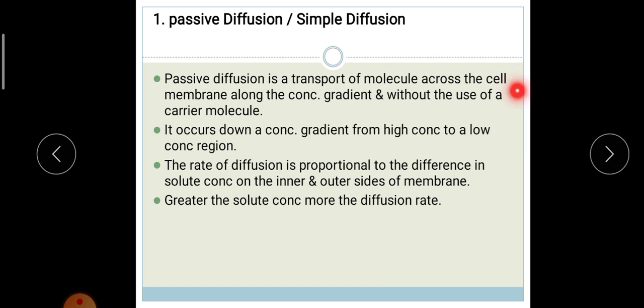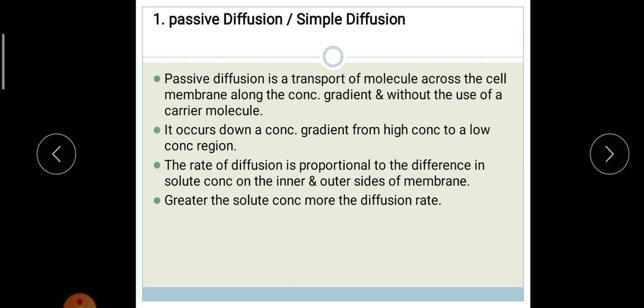It occurs across the cell membrane. Already I have discussed the structure of the cell membrane. Through that cell membrane the transfer of the molecules occurs along the concentration gradient. Already told, concentration gradient means the flow of molecules from the high solute concentration to the low solute concentration. Whenever one side of the cell membrane has a high solute concentration and another side has a low solute concentration, what occurs there is known as a concentration gradient.